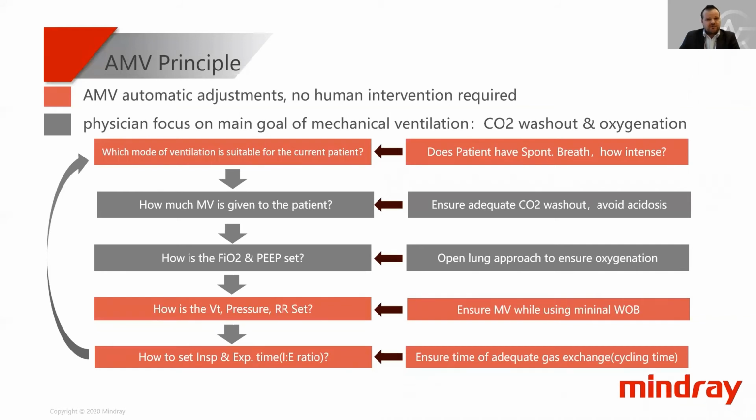What is the principle of the AMV? Actually, the adjustment of the ventilator is a challenge for many people who are not familiar with the device. The idea behind the AMV model is to free the doctors to think only about the ventilation and oxygenation goals, while leaving the detailed adjustments to the ventilator. On this slide, you can see with red color all the steps that are done by the ventilator and controlled by intelligent algorithms, basing on monitored parameters. In these steps, no human intervention is required.